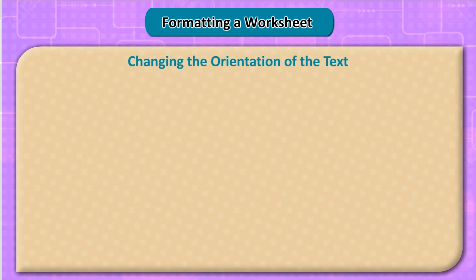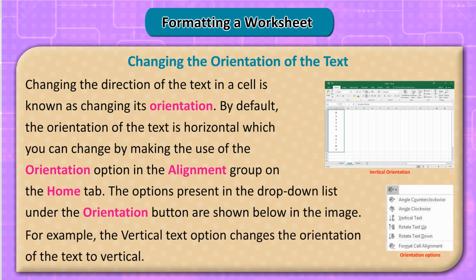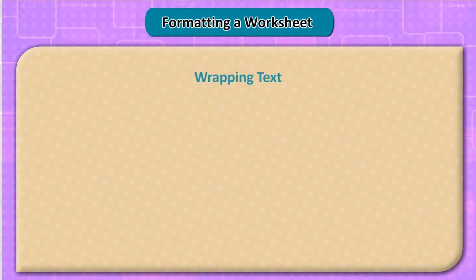Changing the orientation of the text. Changing the direction of the text in a cell is known as changing its orientation. By default, the orientation of the text is horizontal, which you can change by making use of the Orientation option in the Alignment group on the Home tab. The options present in the drop-down list under the Orientation button are shown below in the image. For example, the Vertical Text option changes the orientation of the text to vertical.